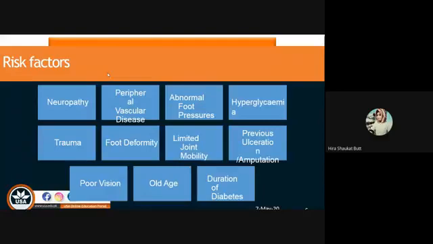Among the risk factors, a lot of risk factors are there. There can be neuropathic causes, peripheral vascular disease, abnormal foot pressure, persistent hyperglycemia, and a history of trauma. There can be foot deformity or altered joint biomechanics, limited joint mobility, a previous history of ulceration or amputation, or a family history of ulceration, and duration of diabetes. That means you have had diabetes for a long time, you are of older age, or you have poor vision that can lead to injury to your foot. So these are the risk factors. There is no need to go into the details, because you are students of the final semester, so you have studied all the risk factors in detail in the previous semester. So let's discuss the next slide.